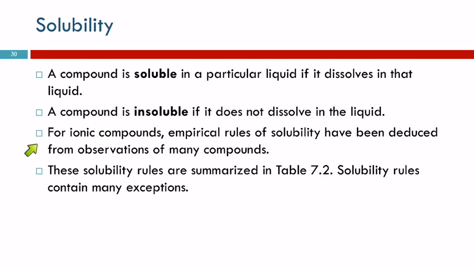So for ionic compounds, we have derived some empirical rules of solubility. What happened was people took silver nitrate, silver chloride, different ionic compounds, put them in water and stirred them up to see what would happen. Lots of people tried this. Silver chloride just never really dissolves, and everybody agreed about that. It always does the same thing. Silver nitrate, though, dissolves really nicely.